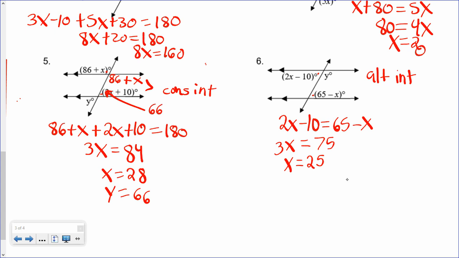So you can plug it into this angle, which are consecutive interior supplementary. You could also plug it into this angle, and they're a linear pair, which is also supplementary. So you can pick whichever angle you want to do. But if you plug it in here, what's 65 minus 25? So if you plug it into this angle, you get a 40. And these two are supposed to add to what? Because they're consecutive interior. So if they add to 180, what does that make y? 140.